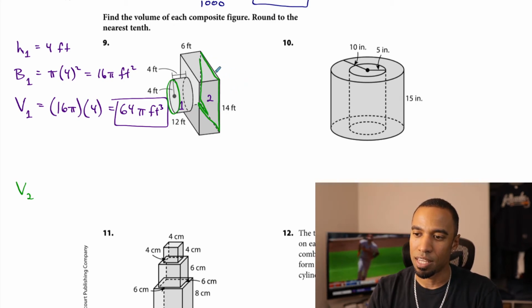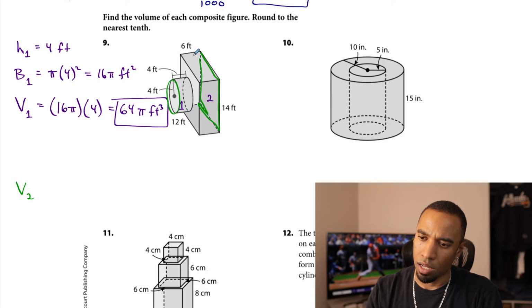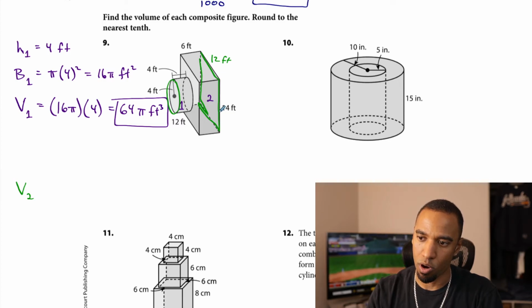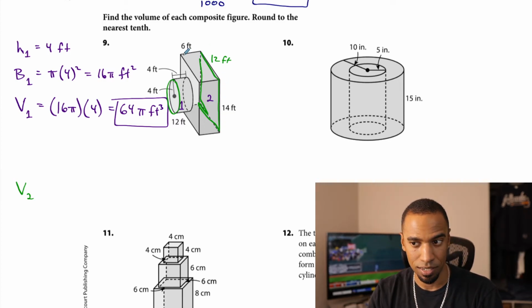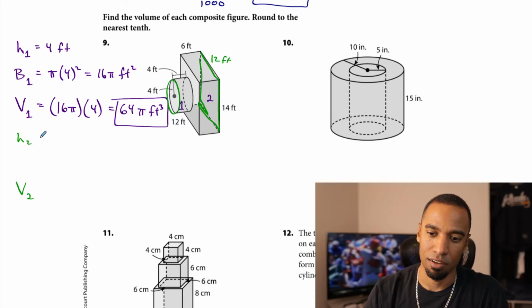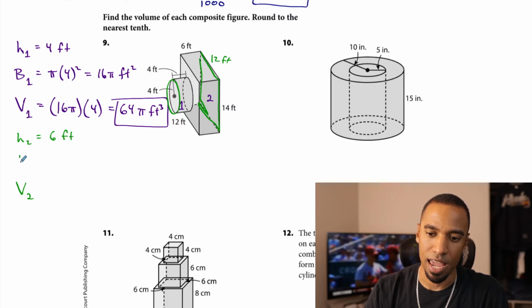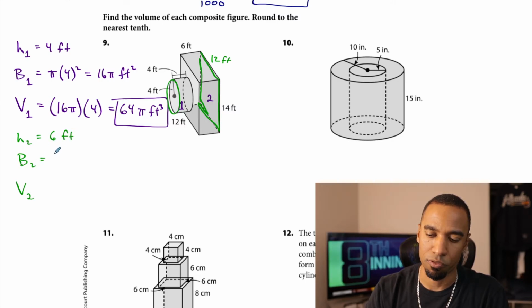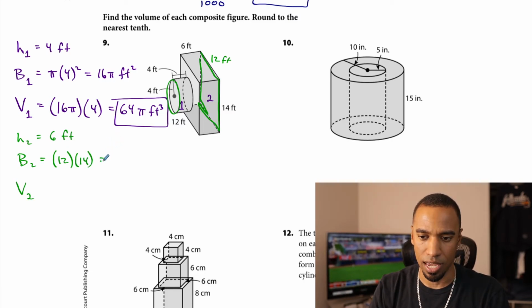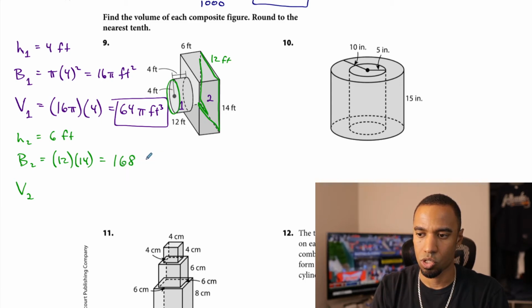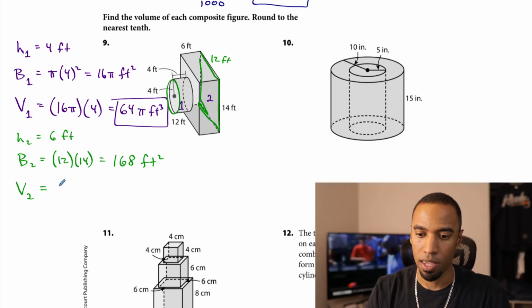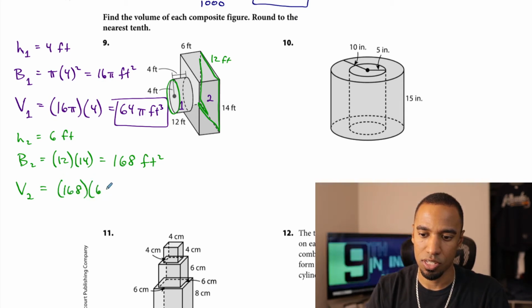So I have the 14. Okay, so this is 12 here. So the area of the base is going to be 12 by 14. And then the height of it is 6. All right, I hope that's okay. So the height of the rectangular prism is 6 feet, and the area of the base is 12 times 14, which is 168 square feet. So the volume of the rectangular prism is 168 times 6.